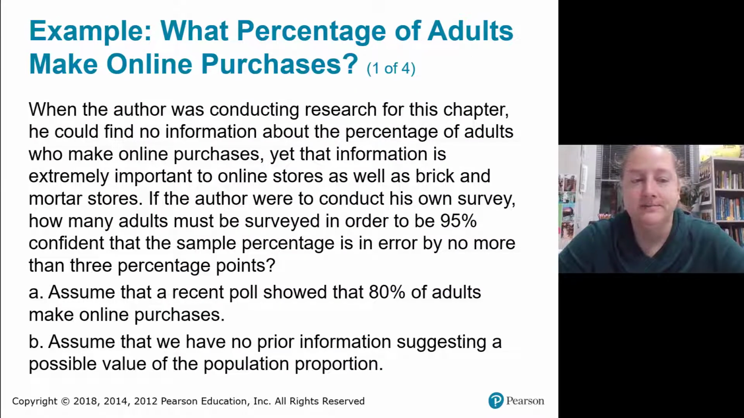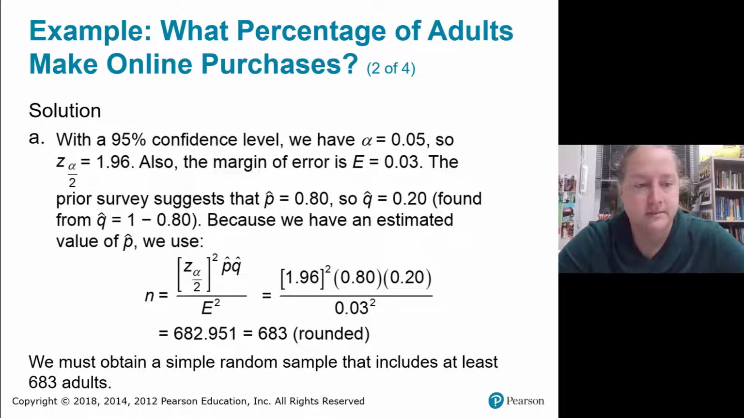So let's take a look at an example. When the author was conducting research for this chapter, he found no information about the percentage of adults who made online purchases. Yet that information is extremely important to online stores as well as brick and mortar stores. If the author were to conduct his own survey, how many adults must be surveyed in order to be 95% confident that the sample percentage is in error by no more than 3 percentage points? So we're first going to assume that a recent poll showed that 80% of adults make online purchases, and then we're going to also do this assuming that we know nothing. So let's go with 80% first.